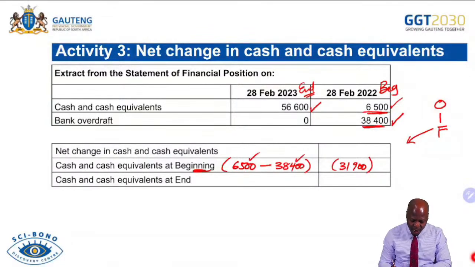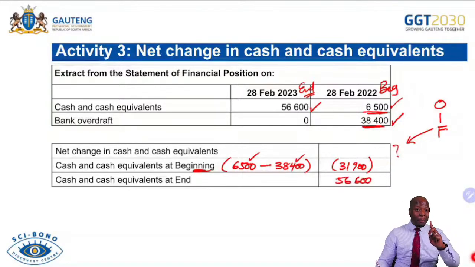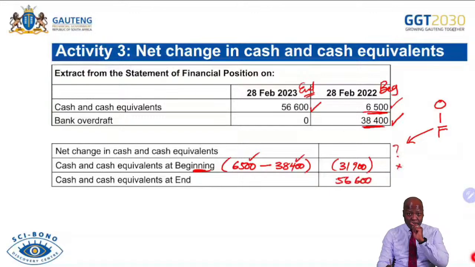How much was your cash and cash equivalents? It was 56,600. Do you see that one there? Now, we want to get this net change in cash and cash equivalents. So we are starting from the bottom, going up. You swap the signs of this second figure here. So, have your calculator. Let's begin.